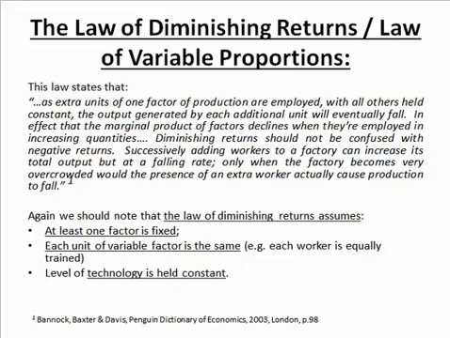The diminishing return should not be confused with negative returns. Successively adding workers to a factory can increase its total output, but at a falling rate. Only when the factory becomes overcrowded would the presence of an extra worker actually cause production to fall. Again, we should note that the law of diminishing returns assumes several things. First, that at least one factor is fixed. Each unit of variable factor is the same. Each worker is equally trained, in other words, and the level of technology is held constant.